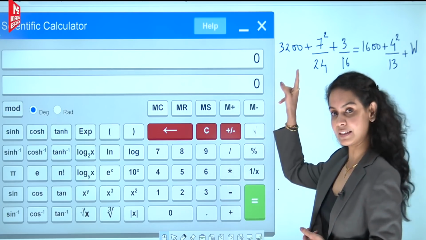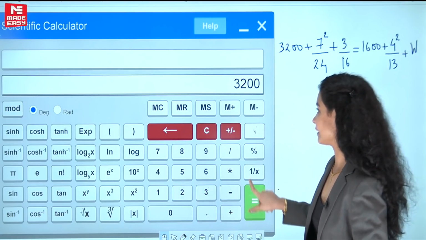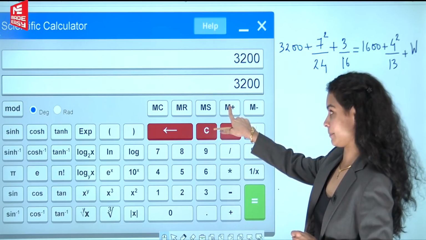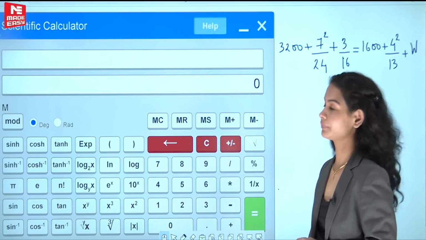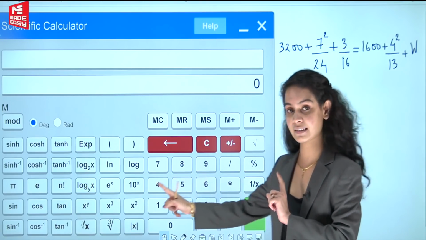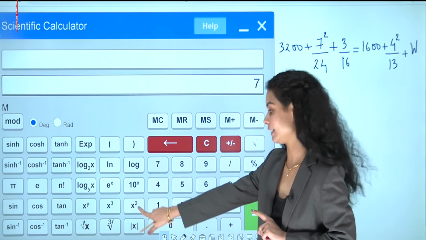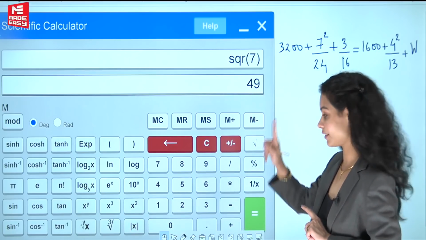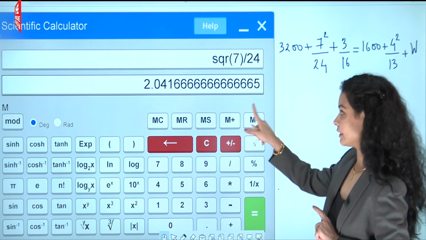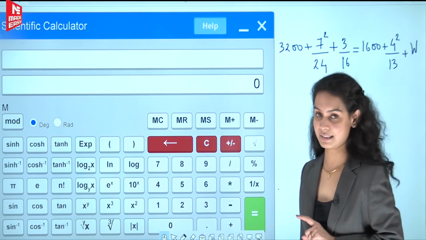So start entering the values one by one. This is 3200. So enter 3200, press equal to and then store it into computer's memory by pressing M plus and then press C. Next is 7 square by 24. To do this you will be using the X square button. Enter the value of X first. So 7 and X square, this gives you the square of 7 divided by 24. Press equal to, this is the value of your second term. Press M plus and then press C.